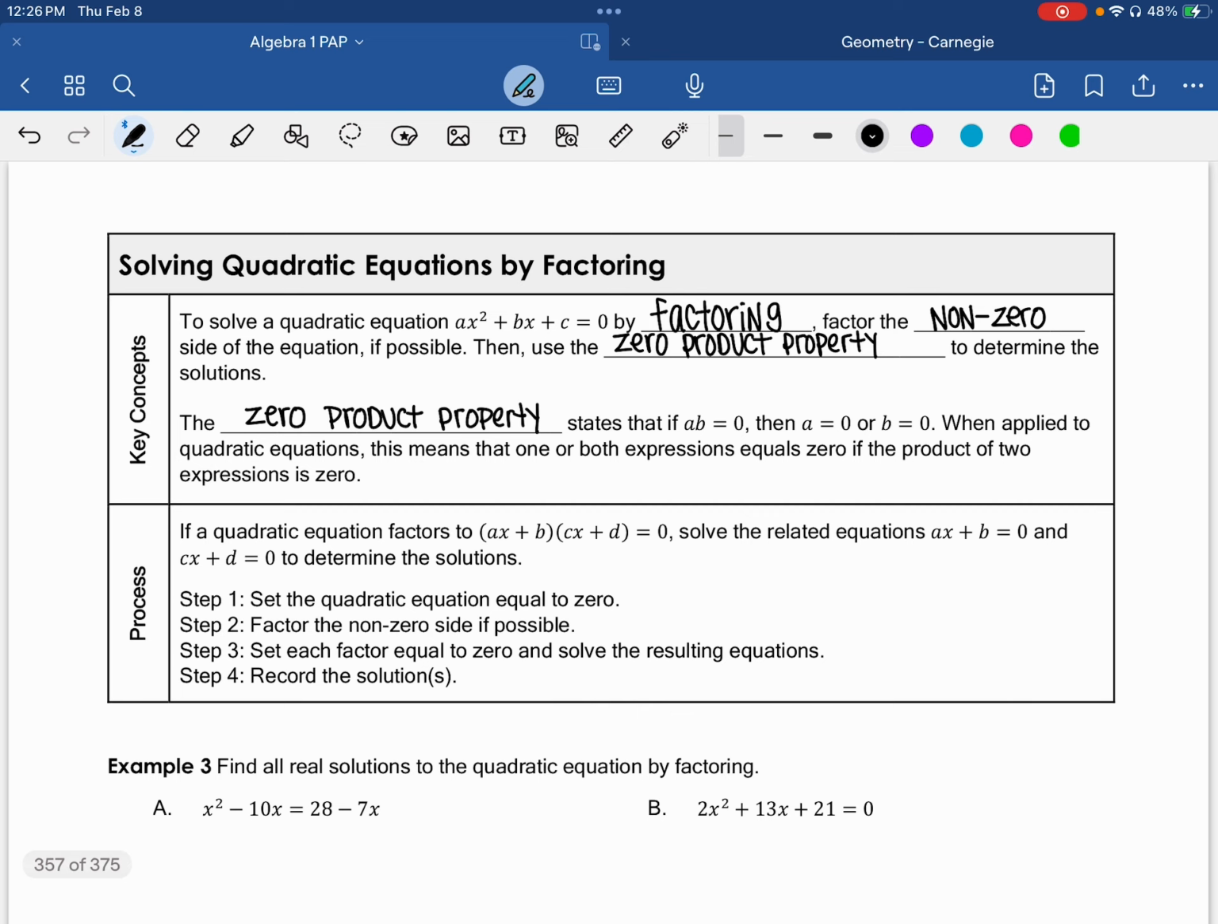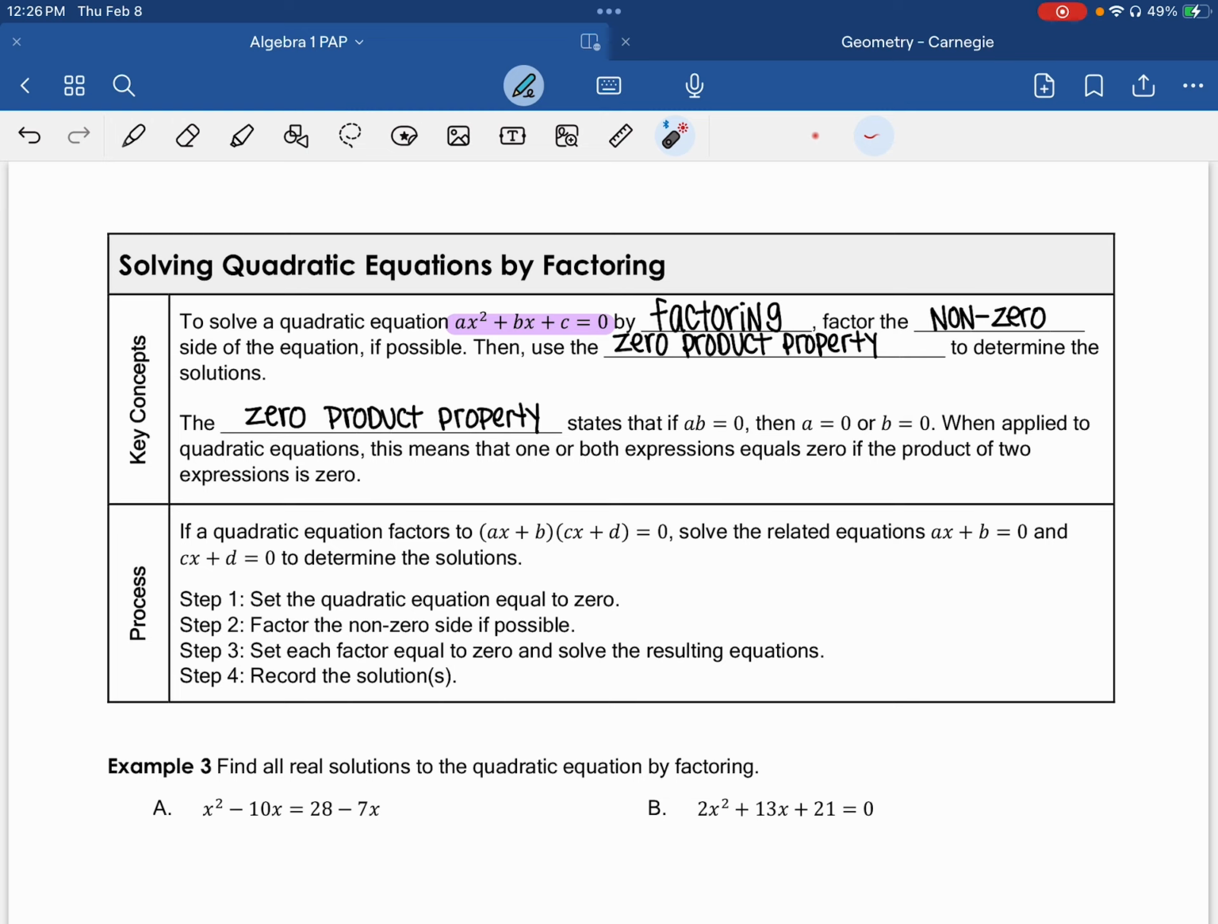All right, so to solve a quadratic equation, once again, we need to make sure ax squared plus bx plus c is set equal to 0. This is very important that I have ax squared plus bx plus c equal to 0. I'm going to go ahead and do this by factoring. I factor the non-zero side of the equation. That would be this side right here with my standard form, if possible. Then I'm going to use the zero product property to determine the solutions.